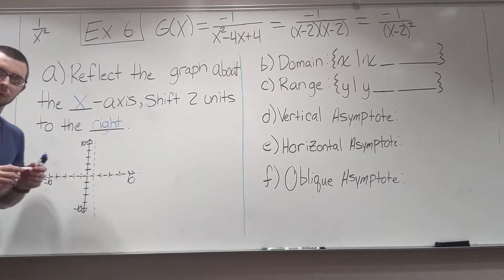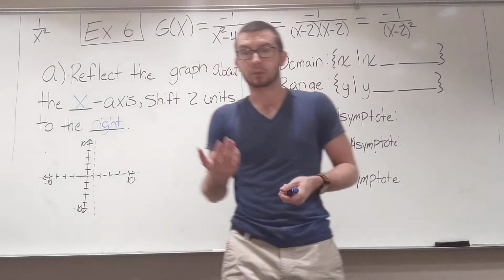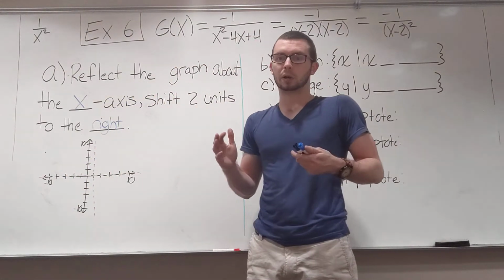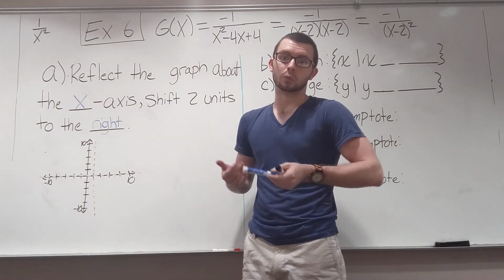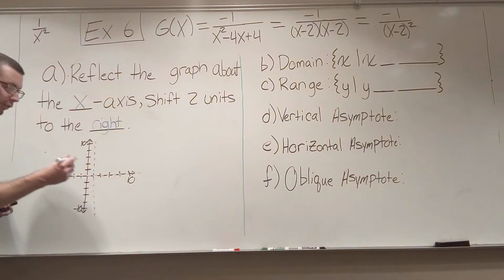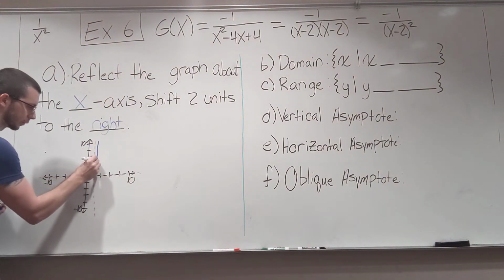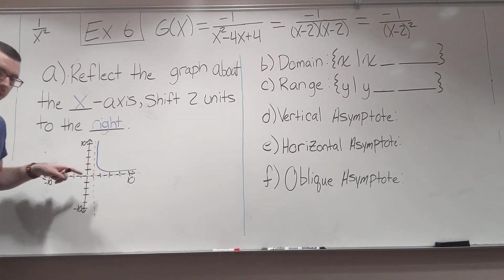And now it's just a matter of drawing in the shape. And again, you don't have to know what the shape is offhand. We haven't talked about it yet, but I will tell you what the shape looks like. It's very similar to 1 over x. So 1 over x and 1 over x squared, they both have this characteristic in common.